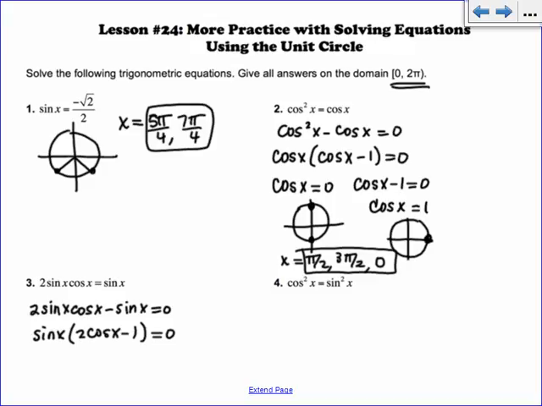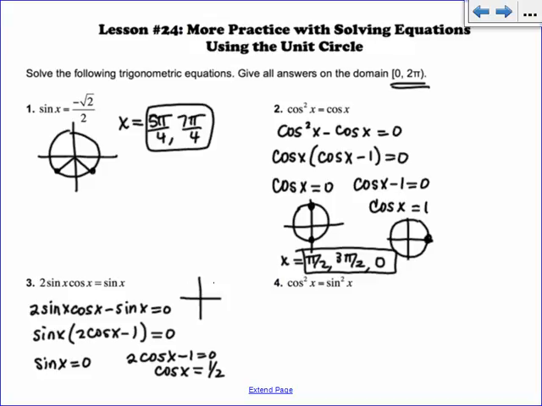When I set each piece equal to 0, I get sine of x is equal to 0. And when I have 2 cosine of x minus 1 equals 0, I add the 1, divide by 2. So I get cosine of x equals 1/2.